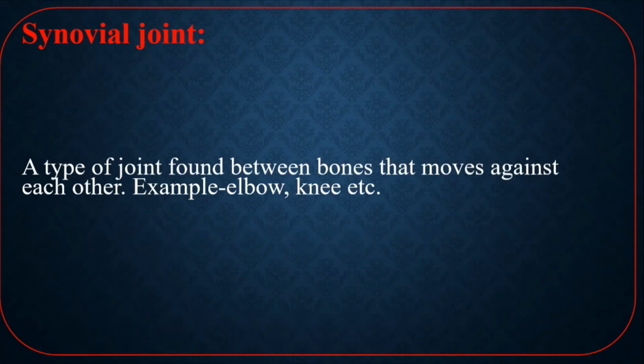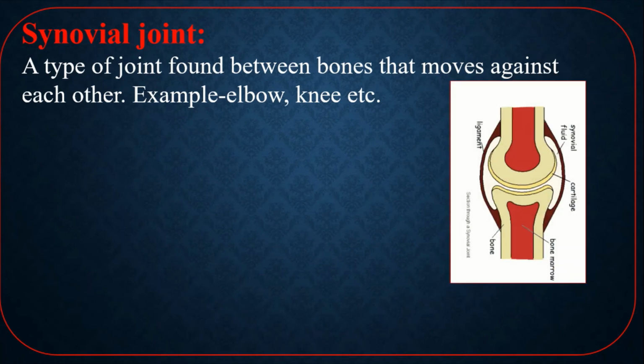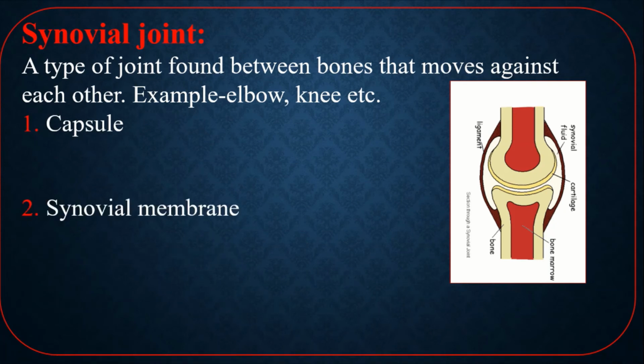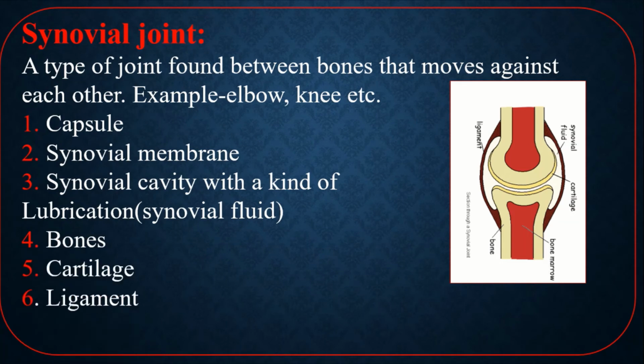Synovial joint is a type of joint found between bones that move against each other, for example elbow, knee, etc. There is a picture of a synovial joint. Parts of synovial joints: number 1, capsule; number 2, synovial membrane; number 3, synovial cavity with a kind of lubrication called synovial fluid; number 4, bones; number 5, cartilage; and finally ligament.